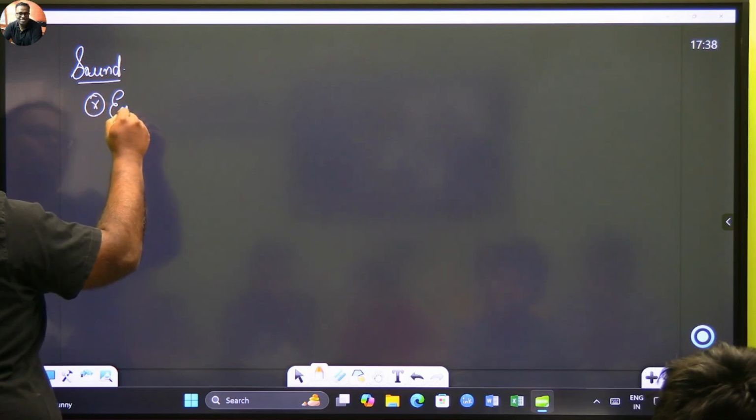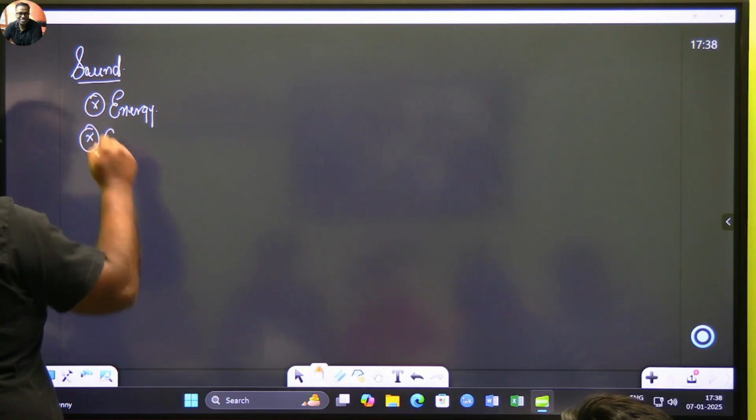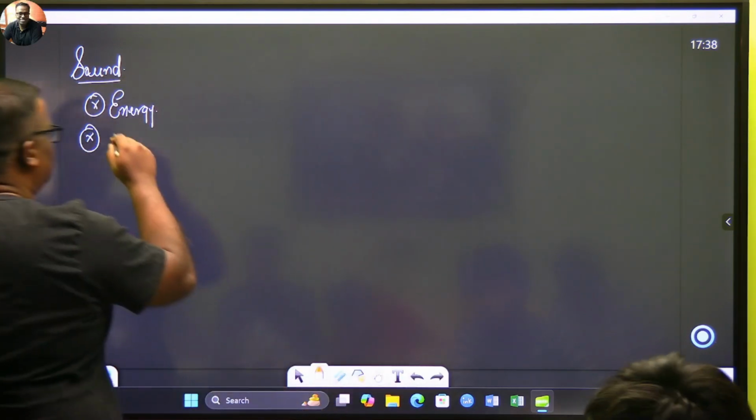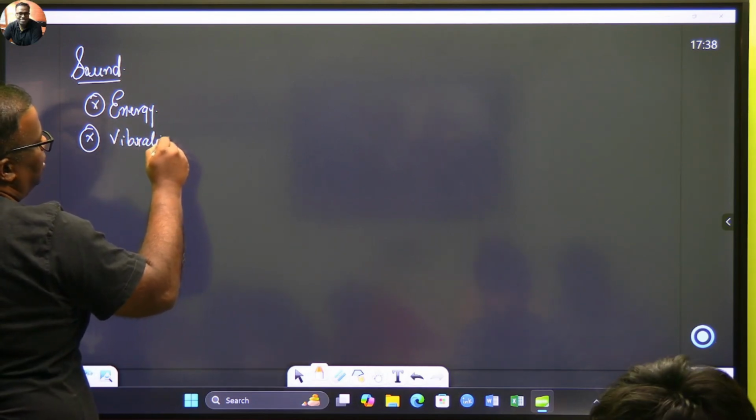A form of energy. Okay. What is it caused by? It is caused by vibration. These are your keywords for your grade 9. It is caused by vibration.